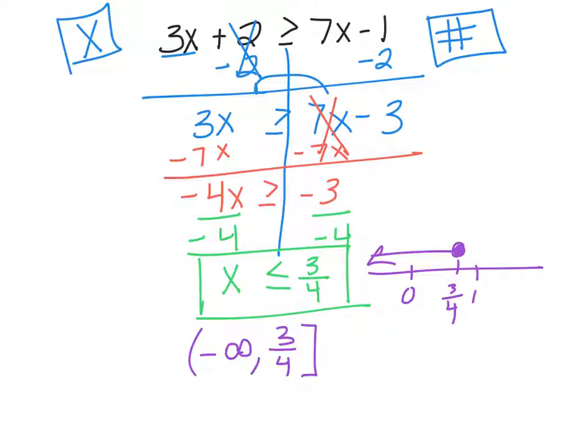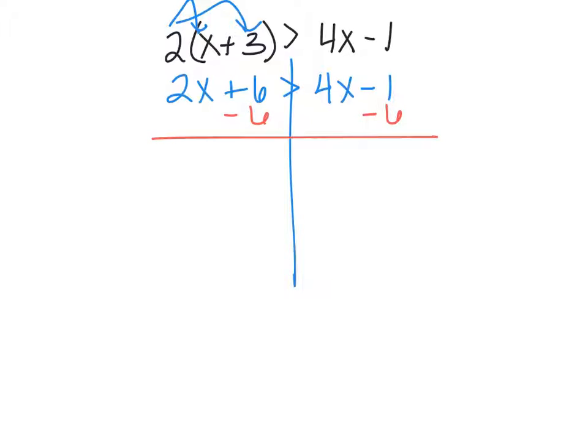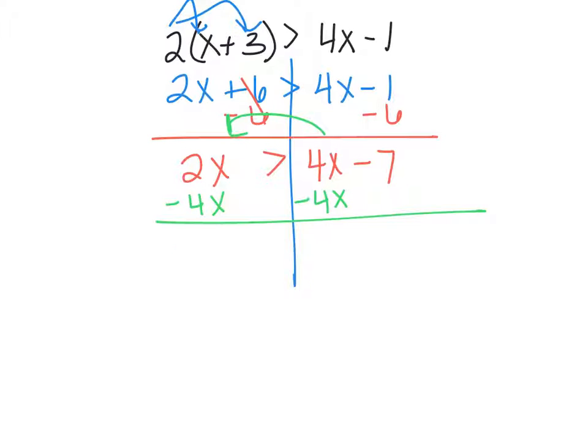Let's try another problem. Same thing we have to look at here. First thing we're going to do is distribute this 2. 2x plus 6 is greater than 4x minus 1. I'm going to subtract the 6 to the other side. So I have 2x is greater than 4x minus 7. Next step, I'm going to move this guy over here, so I'm going to subtract 4x to both sides. So I have negative 2x is greater than negative 7.